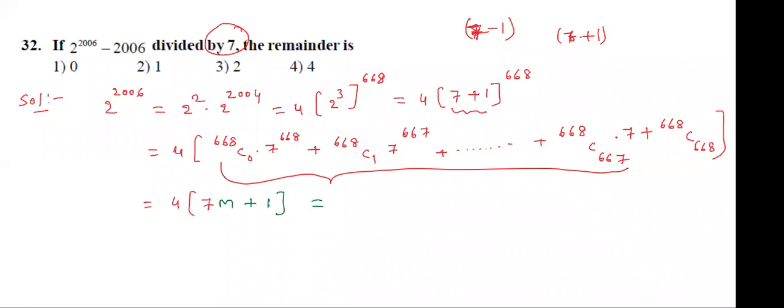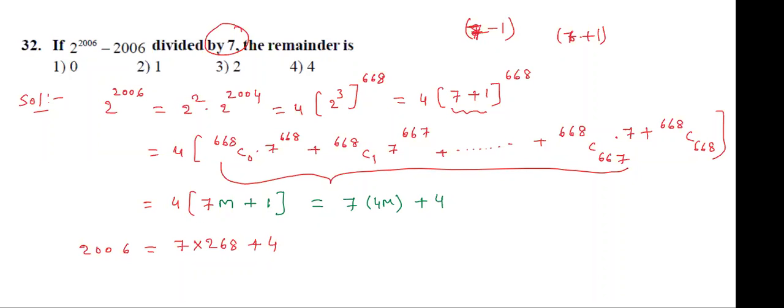Now I am writing 7 into 4m plus 4. Here 2 power 2006 divisible by 7, but remainder is 4. Remainder is 4. And see that 2006, how to write, students? Tell me. 2006 is 7 into 268 plus 4. 268 is the integer. Okay. So finally 2006 is divisible by 7, but remainder is 4.